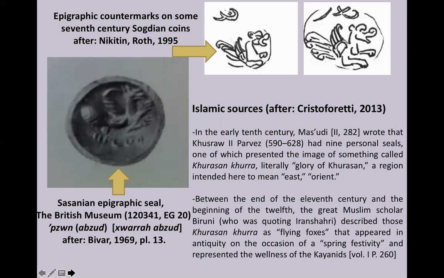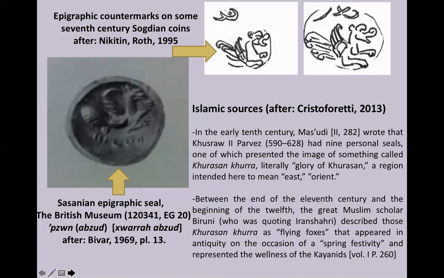Now, according to my colleague Simone Cristoforetti, there are some Islamic texts by Masudi and Biruni telling us something about this kind of creature. In fact, Cristoforetti liked the idea that what Masudi is calling Khorasan Khora, which means the glory of Khorasan, which was translated by Herzfeld into Latin with this expression, Gloria Orientis. So the Eastern glory, something which is coming from the East.